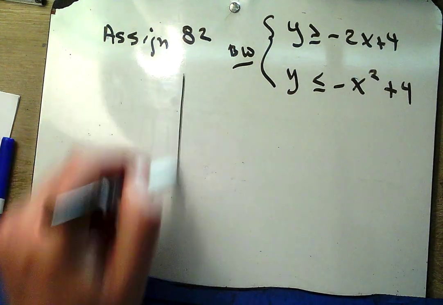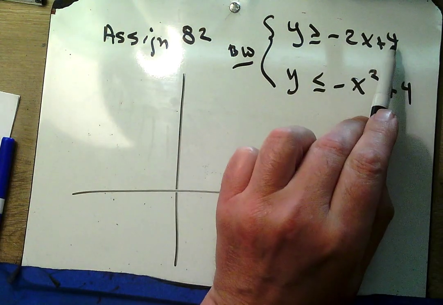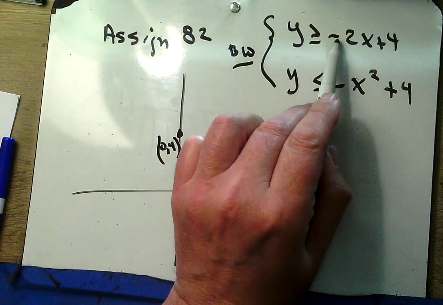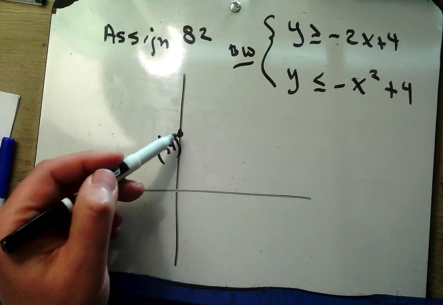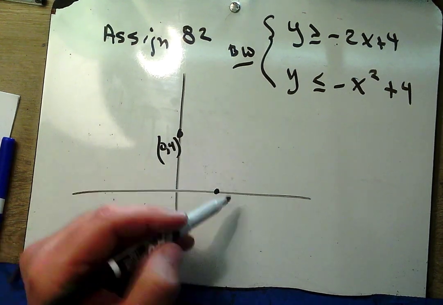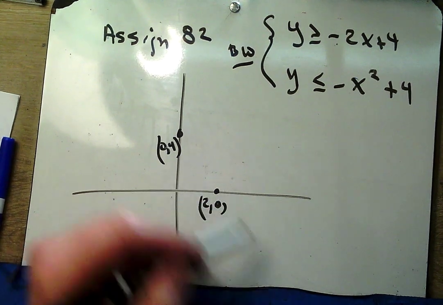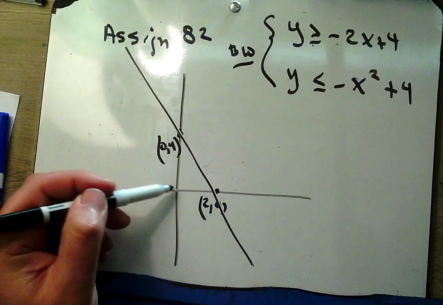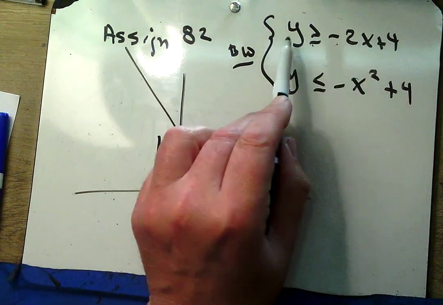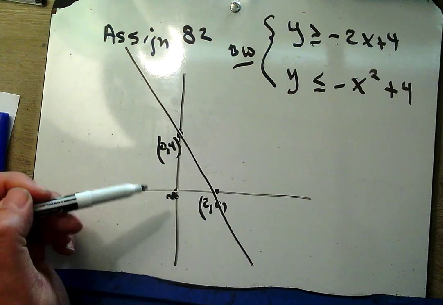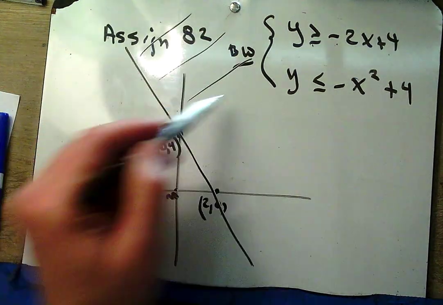So, my linear equation has a y-intercept of 4 and a slope of negative 2. So I go down 2 and over 1, and down 2 and over 1, and so I'm here at 2, 0. This tells me solid line, and if I test 0, 0, is 0 bigger than 4? No, 0 is not bigger than 4, so my shading goes up here.